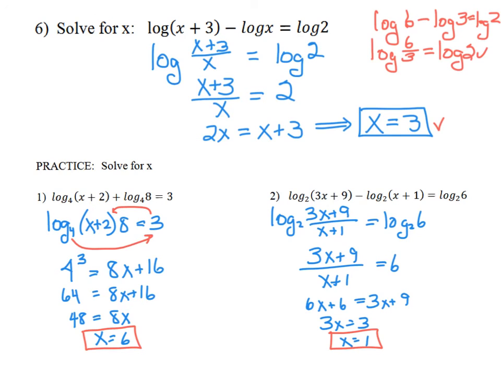I cross-multiplied because, again, this is a proportion, so 6 times x plus 1 gives me 6x plus 6 equals 3x plus 9. I subtracted 3x from both sides of the equation, and then I subtracted 6 from both sides. So the solution for this one is x equals 1.